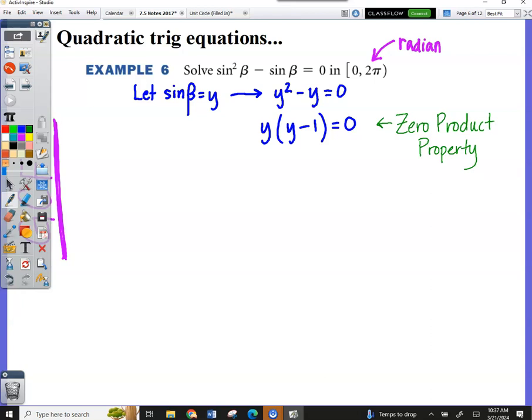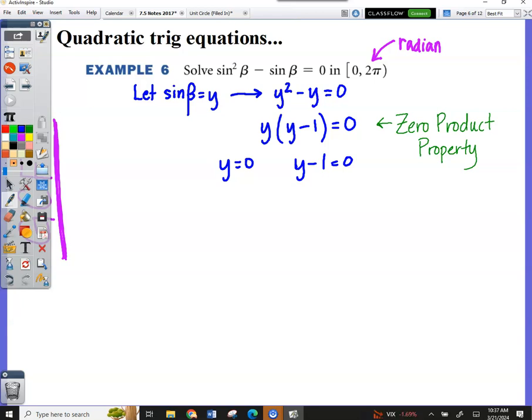Anytime you multiply two things together and you get 0, then you know what about the two things? If I multiply and I get 0, one of them has got to be 0. That's the only way to multiply two things and get 0. So the fact that we see this times this is 0 tells me, hey, zero product property, which means we don't know which one's 0. We just force them both to 0 and solve that. So right here, this would be y equals 0, y minus 1 equals 0. That's the zero product property.